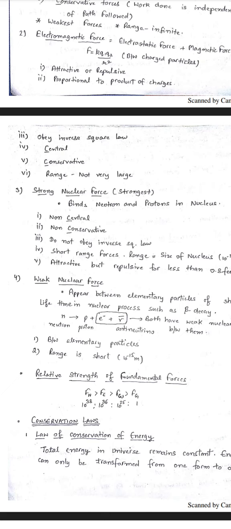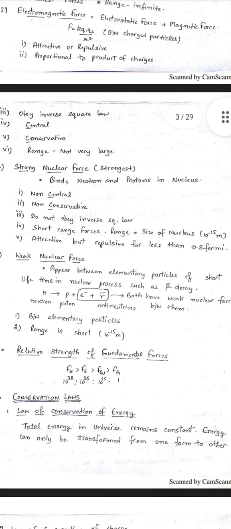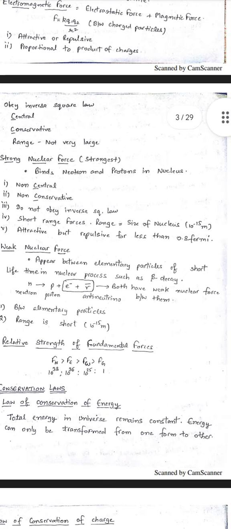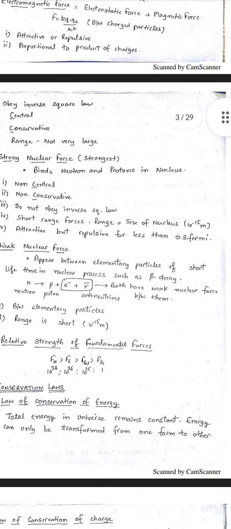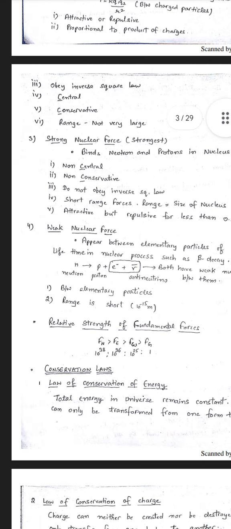The third force is strong nuclear force. As the word strong tells, it is the strongest force and it binds neutrons and protons in the nucleus. Its properties are: non-central, non-conservative, does not obey the inverse square law, and it is a short range force. The range is equal to the size of the nucleus, that is 10 to the power minus 15 meter. Fifth, it is attractive but repulsive for distances less than 0.8 Fermi.